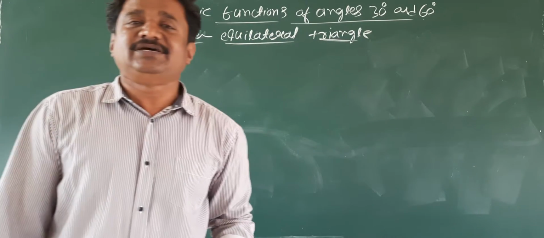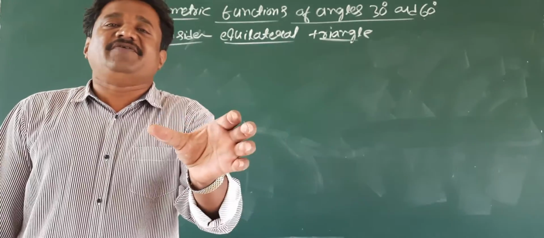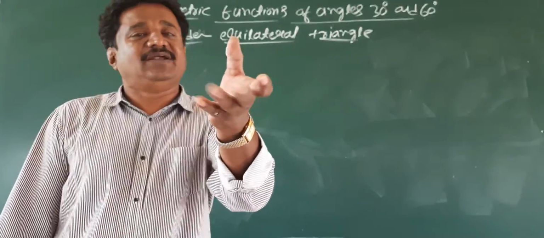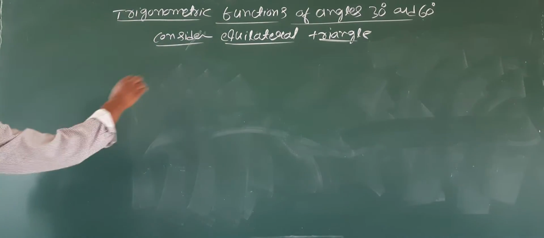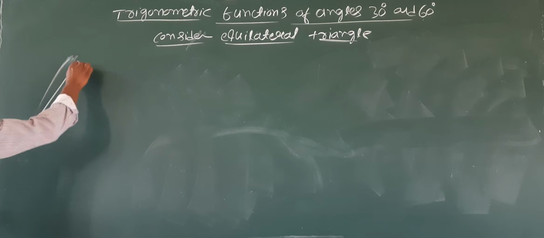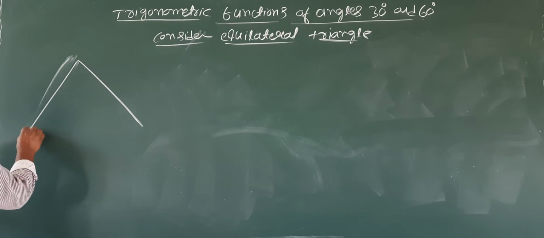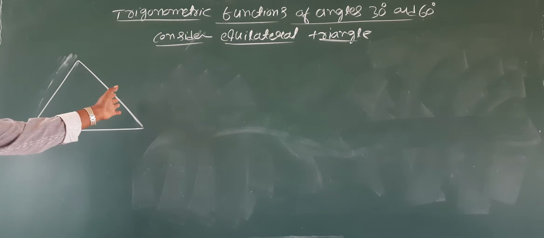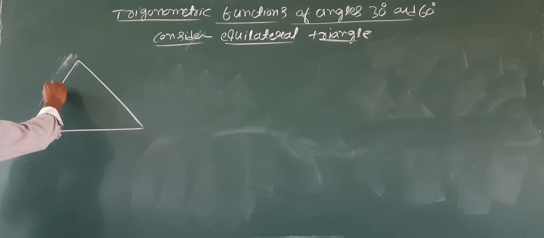Equilateral triangle means a triangle which is having all its sides as equal. If all sides of a triangle are equal, it is called as equilateral triangle. I go for drawing that. So equilateral triangle, all sides are equal.